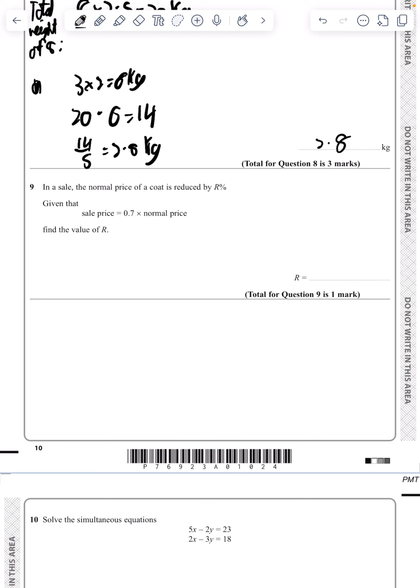For this, sale price is 0.7 of the normal price. So if the sale price is 0.7 of the normal price, then just think, if it's been reduced by a certain amount, it's got to be just 0.3. So it's 30%.